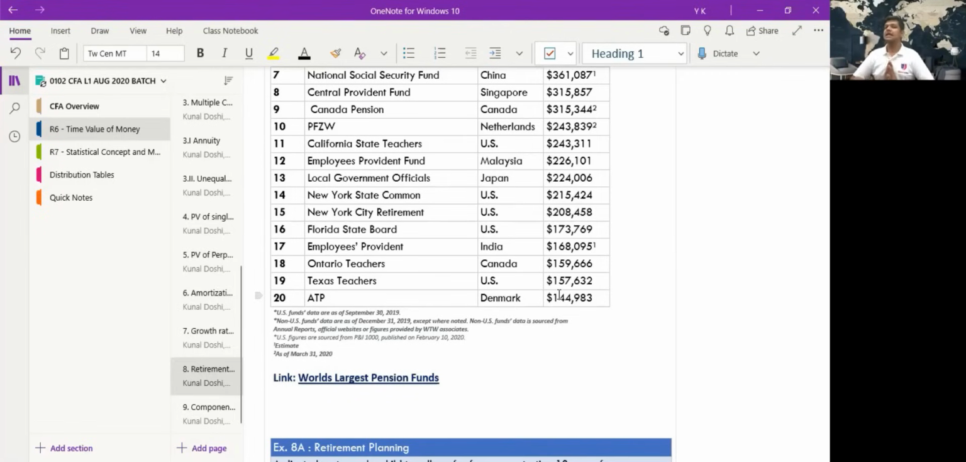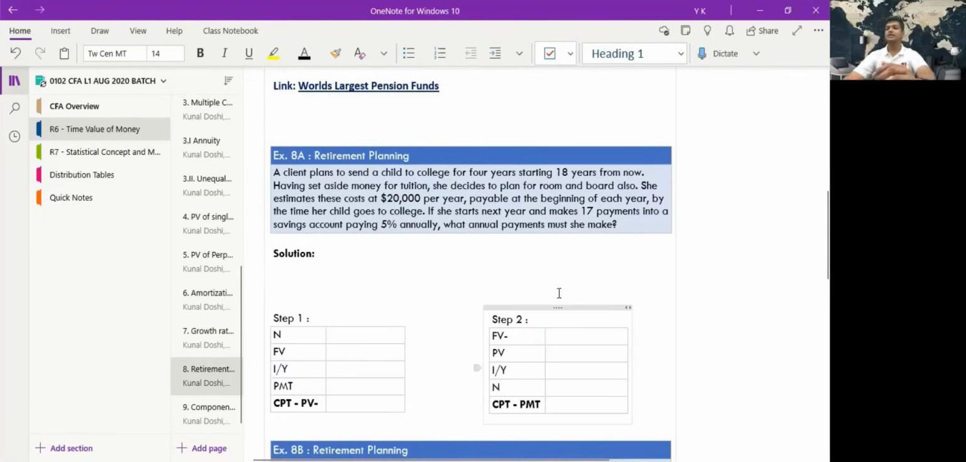But again, the technique here is going to be TEC: timeline, equation, and then calculation, right? That will make the sum much smoother. So let's do a few examples based on that. Here is example 8A based on retirement planning, and again, I will be plotting the information in a timeline. 8A is something that I'll do, and for the next example, I'll be expecting you all to help me out there.